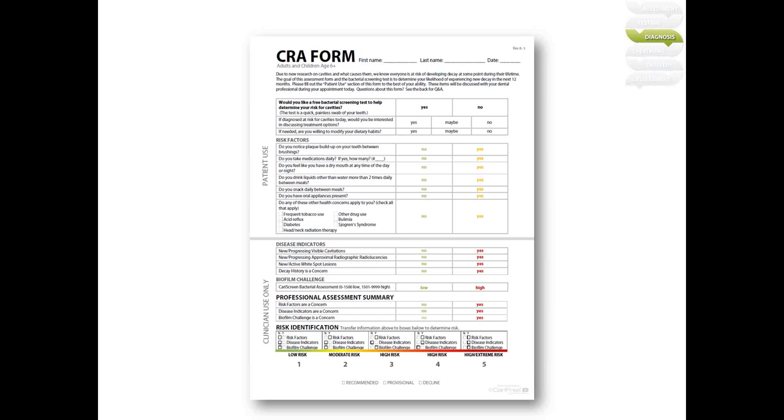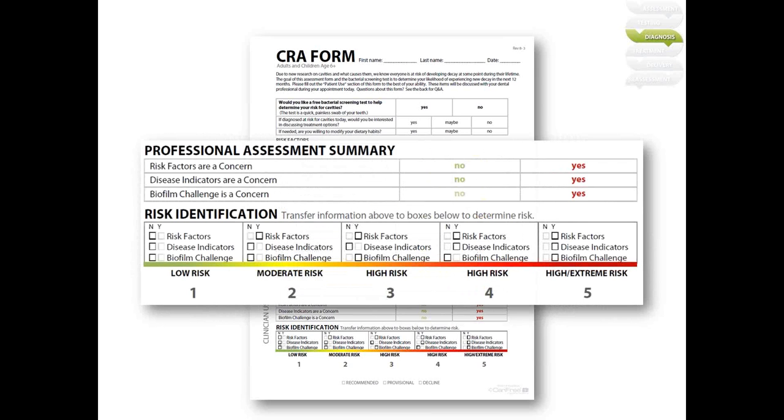So I think it's great to have all of these boxes and checklists, but we still need to apply critical thinking. That's a real important part here. And the biofilm challenge, if it's high, typically that's a concern to me. But again, I want you to use your gray matter and make that decision. Then those things just plug into this little grid, and they're low risk, moderate, high risk, and extreme risk based on how they profile out. So that's the Carifree form, and that's if they have no risk factors, no disease indicators, and a low biofilm challenge. So it's like no, and you're not concerned about them.